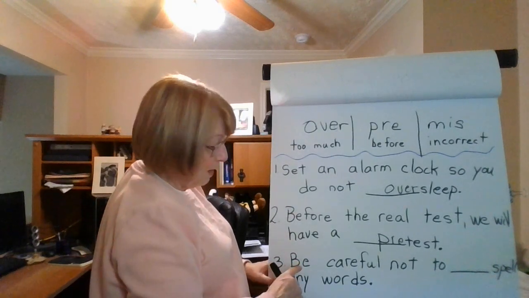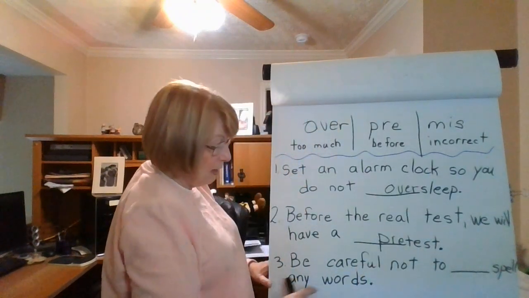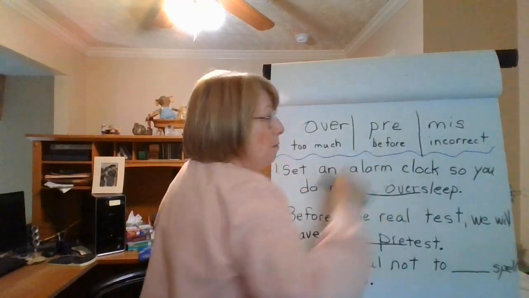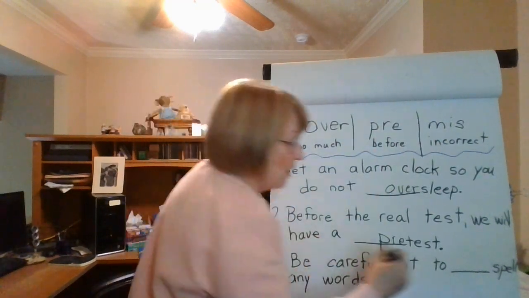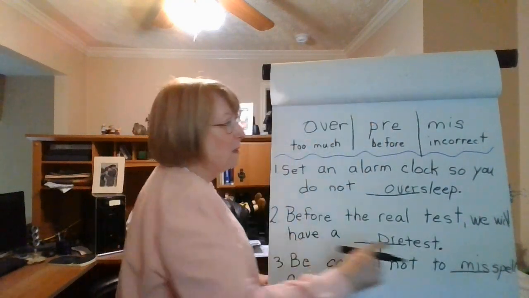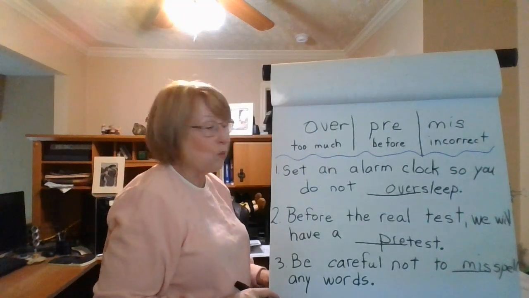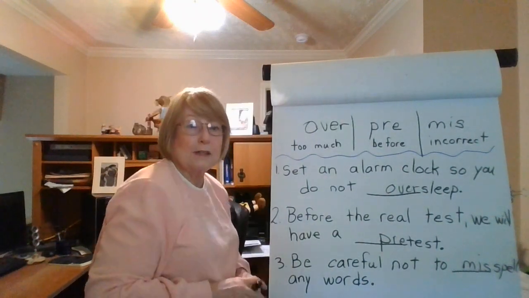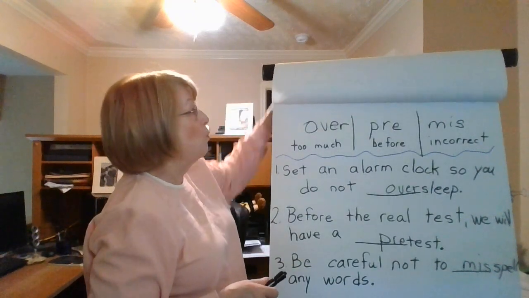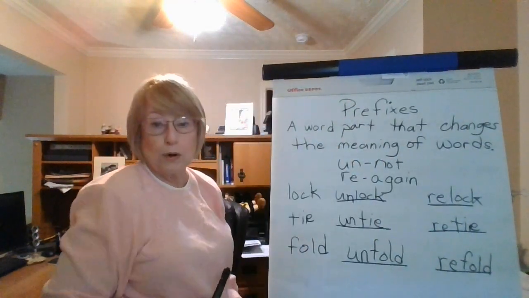And here we go. Be careful not to spell any words. Would it be over, pre, or miss? That's right. You got that one. Misspell. And misspell, of course, means it's incorrectly spelled because miss means incorrect. So our first lesson was on prefixes. And remember, a prefix is a word part that changes the meaning of words.